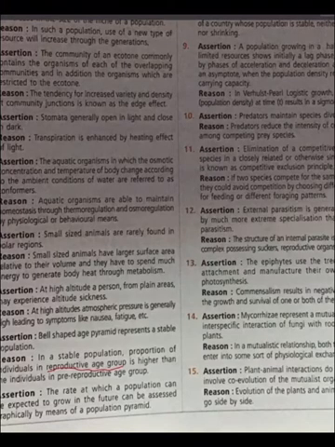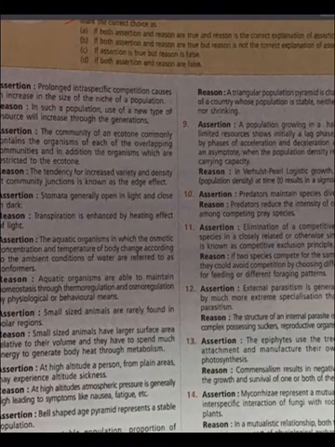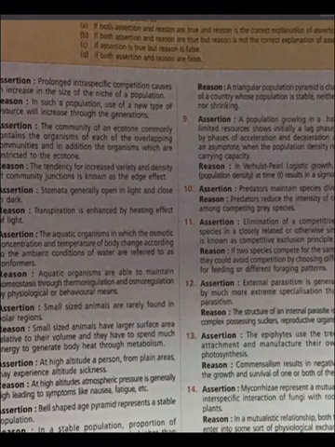Now question 8. Assertion: The rate at which a population can be expected to grow in the future can be assessed graphically by means of population pyramid. Reason: A triangular population pyramid is characteristic of a country whose population is stable, neither growing nor shrinking. Now, question 8, answer should be C, as you expect.